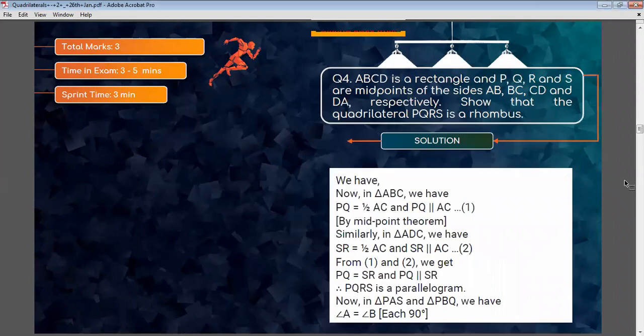Let's move to next question number 4. ABCD is a rectangle. P, Q, R, S are the midpoints. Show that quadrilateral PQRS is a rhombus. This is a very, very important question.